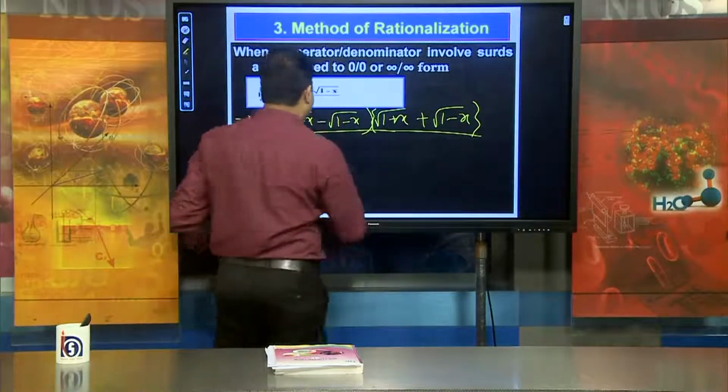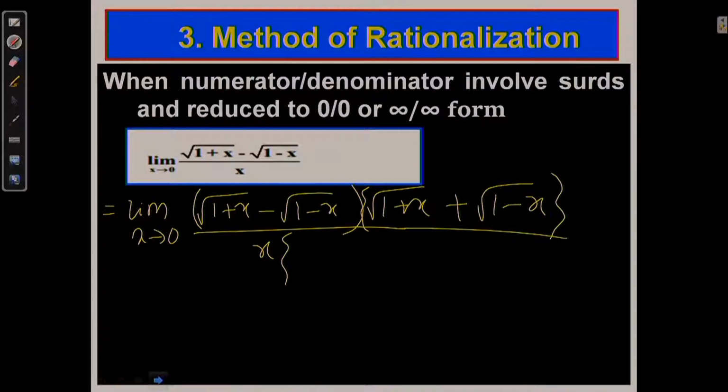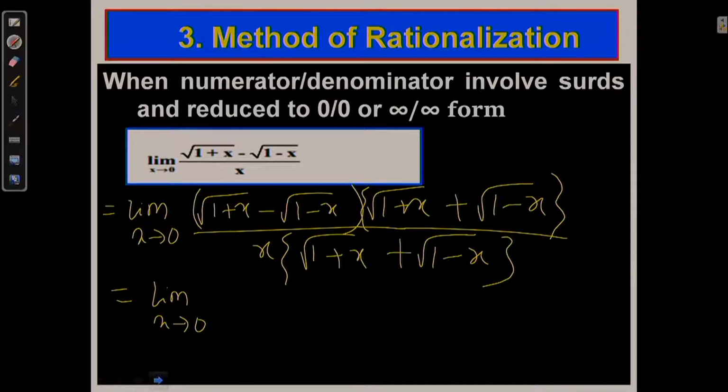So we have to multiply x into square root of 1 plus x plus square root of 1 minus x. So what will happen? Limit x tends to 0. You see, a plus b into a minus b means a squared minus b squared. a squared means 1 plus x, minus b squared means 1 minus x, divided by x into square root of 1 plus x plus square root of 1 minus x.